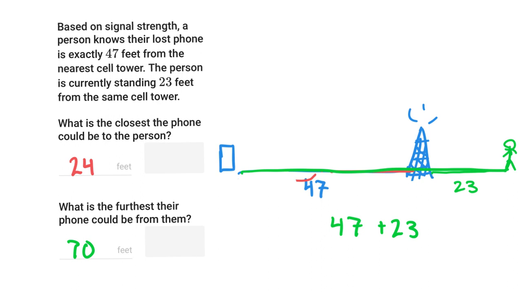So the closest they can be from their phone is 24 feet. The furthest they could be is 70 feet. And that is it. This problem, though it's kind of hard to see, is almost identical to the problem with the circle and the diameter where you had to create the triangles. Because our person could be like 23 feet away here and be that far away from the phone. But this is the closest and the furthest that they could be.